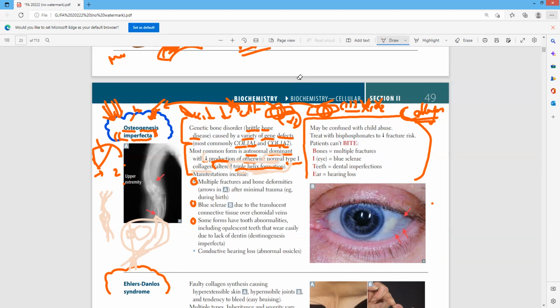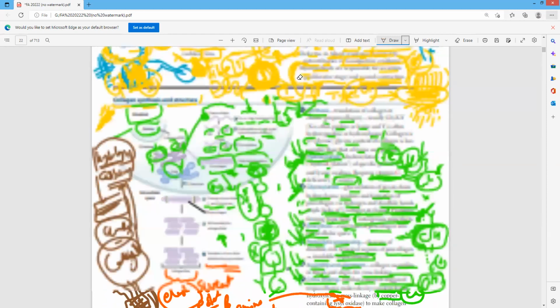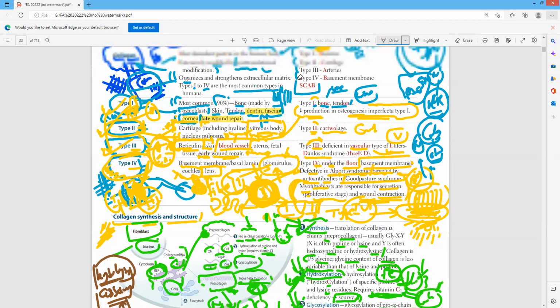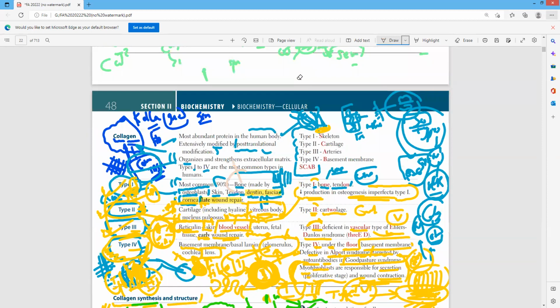If you have a mutation in one or more of the three chains, you will have osteogenesis imperfecta, because it affects their joining each other. So to remember osteogenesis imperfecta, the problem is with type 1. Do you remember type 1? Where is it? Do you remember bone? Do you remember skin?